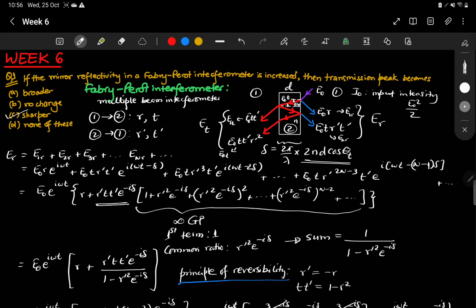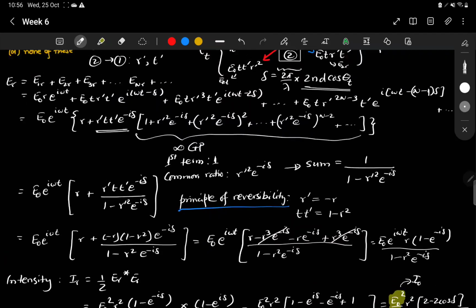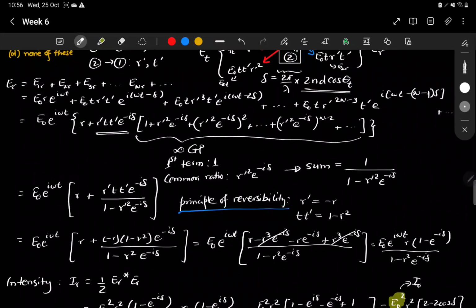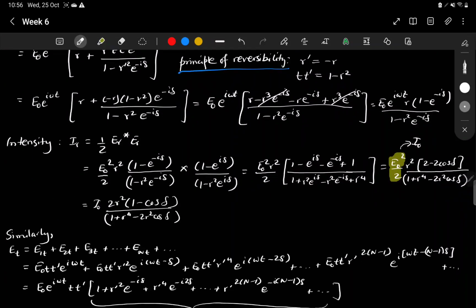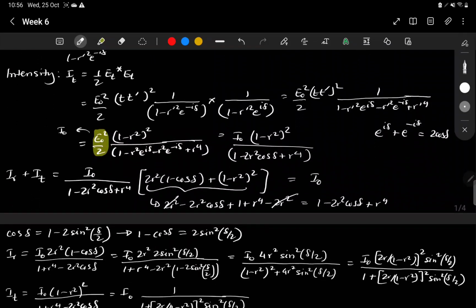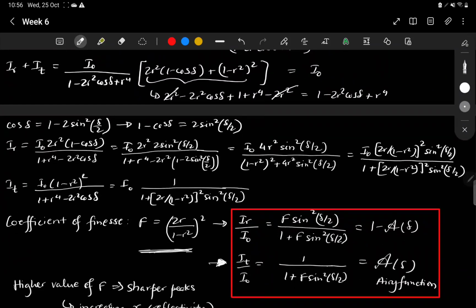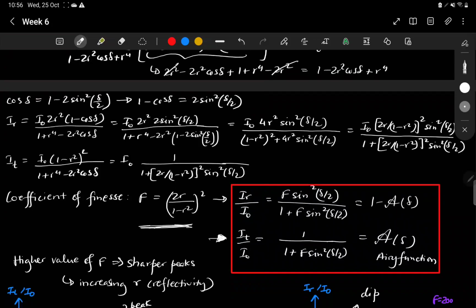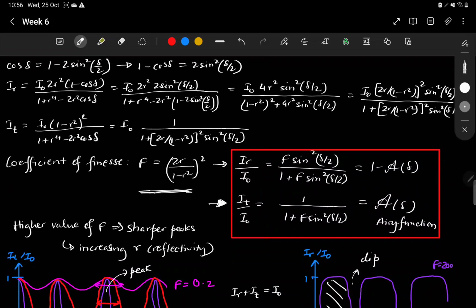If the mirror reflectivity in a Fabry-Perot interferometer is increased, then the transmission peak becomes sharper. And here we have just derived the reflection and transmission intensities, and how they depend upon the reflectivity of the mirrors. Small r over here is the reflectivity of the mirrors.